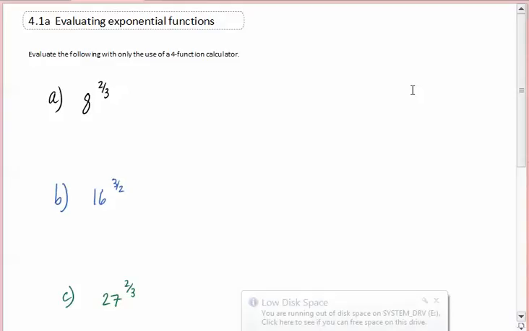Okay, so we're going to go ahead and take a look at evaluating exponential functions. And we're going to do this without the use of a graphing calculator. We're only going to be able to use a small little 4-function calculator. Okay, so let's take a look at evaluating these.